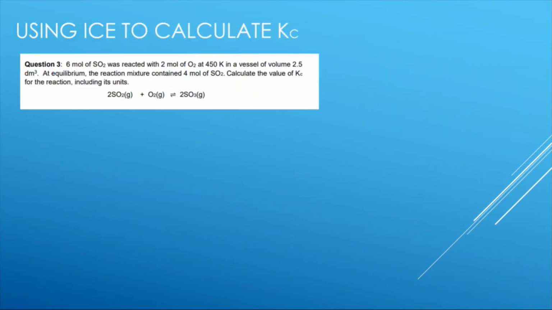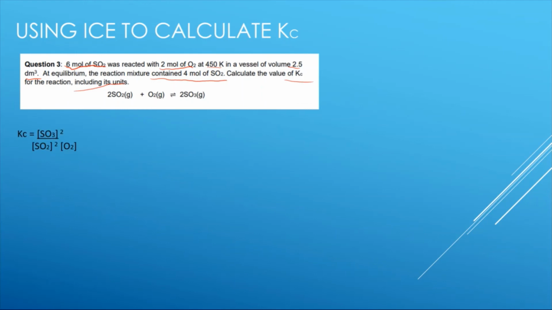Alright, so moving on to more complex questions that you can get with Kc. In this question, we've been told that we've got 6 moles of SO2 reacting with 2 moles of O2 at 450 K, that's the temperature, in a vessel of volume 2.5 decimeters cubed. At equilibrium, the mixture contained 4 moles of SO2, and you've been asked to calculate Kc and give its units, and we've been given the equation. This is not as simple as what you may think, and there is a lot more working to it.